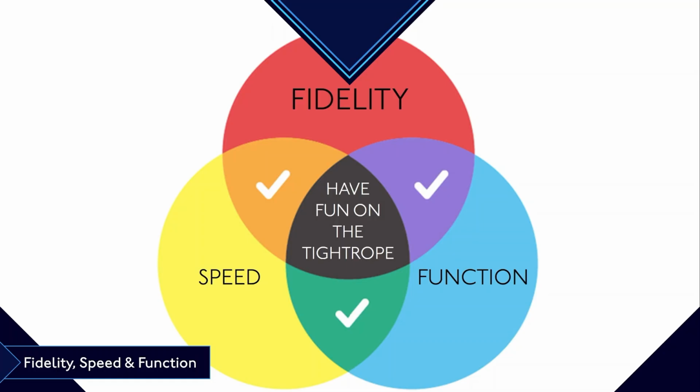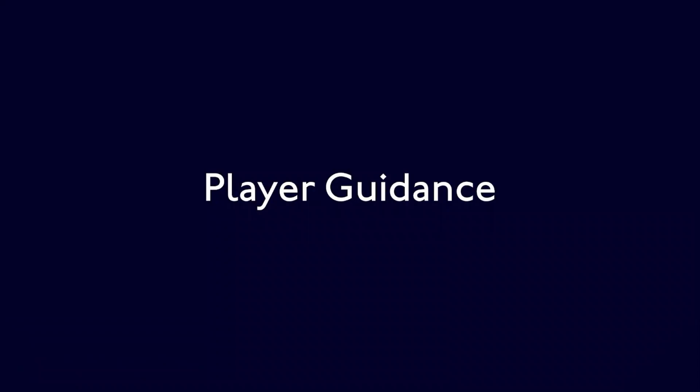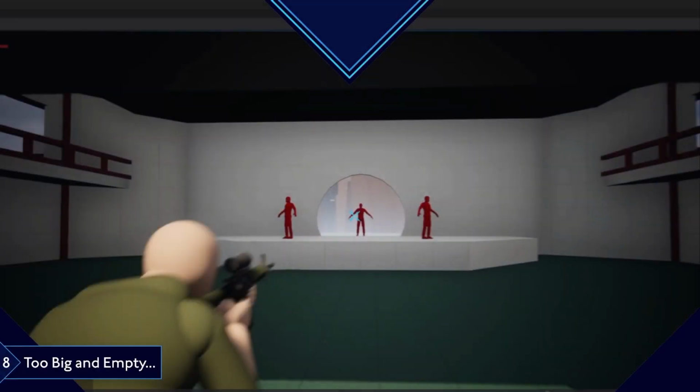Like, I'm not having a good time. I'm just walking and pressing E. I don't understand how this level is ever going to work. So yeah, have fun on the tightrope. I'm sorry, I'm going way over. Player guidance. I'll see if I can speed through a bit more.